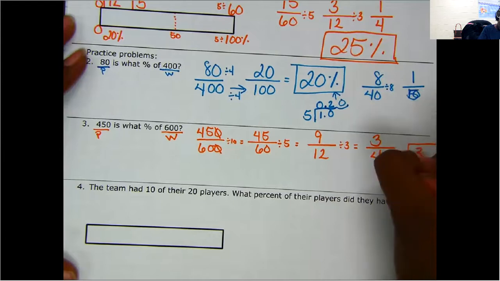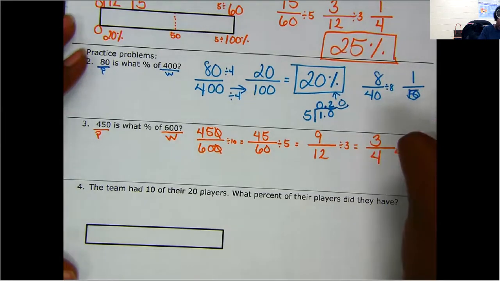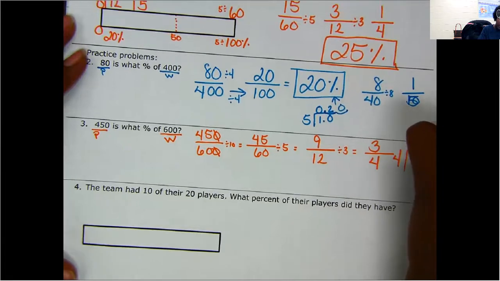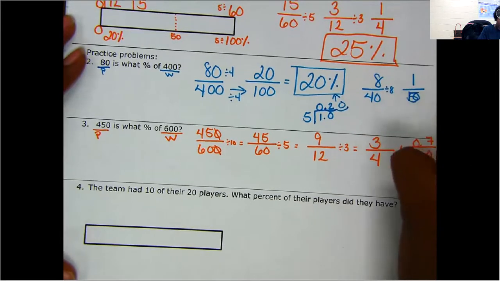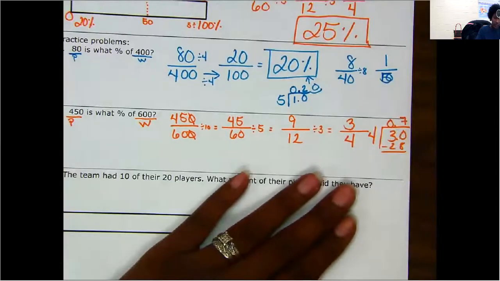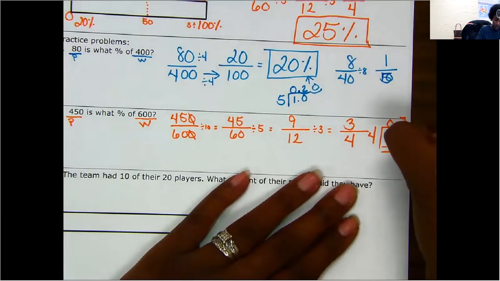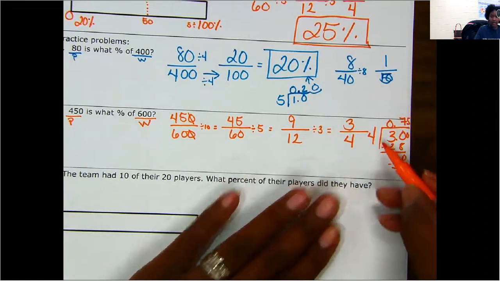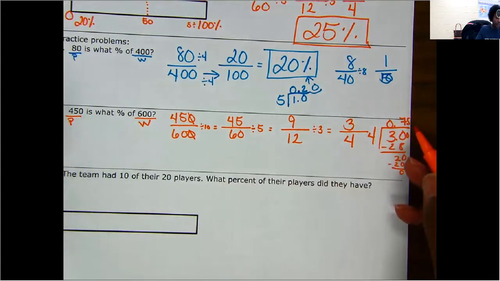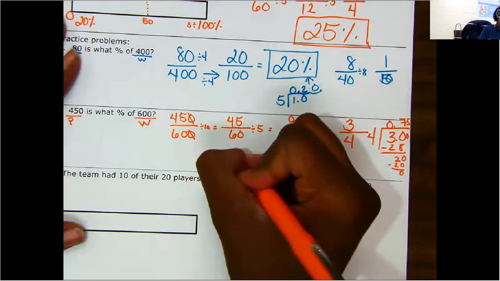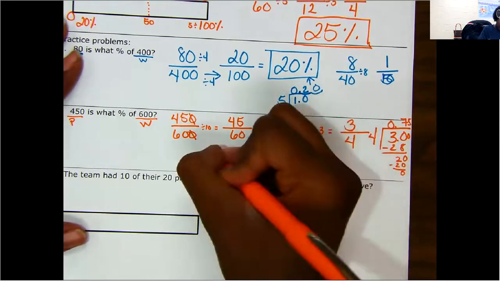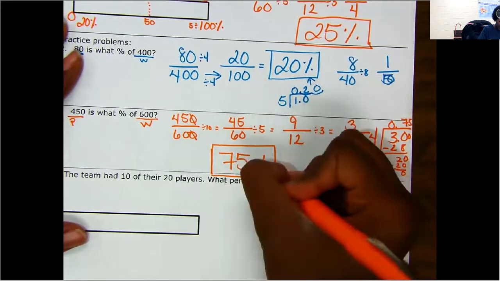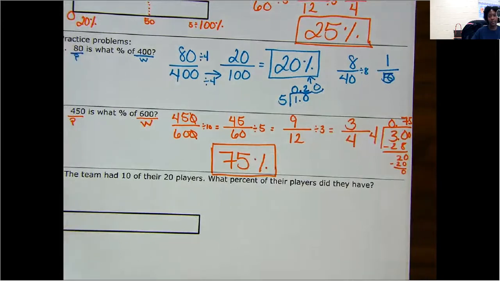Top in, bottom out. 4 can't go into 3. 4 times 7 will give me 28, with 2 left over. Add a 0, and we get a 5 for the 20. Sorry guys, I ran out of space there. I have 0.75. I use Dr. Pepper, 2 to the right. That gives me 75% as my final answer. Okay.